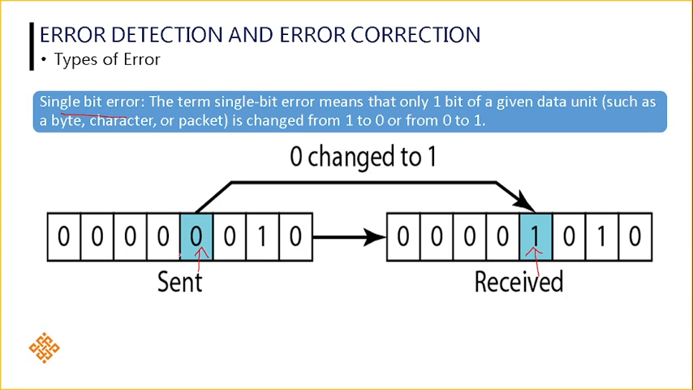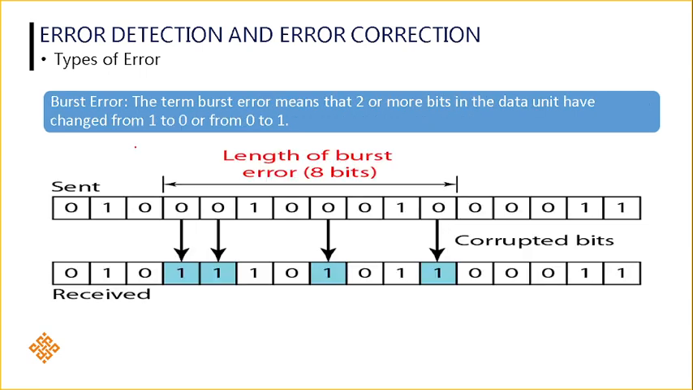Coming to burst error, if there is a change in more than one bit, we call it a burst error. If you see clearly here, the sender has sent some data and the receiver has received some other data. The fourth bit has changed from 0 to 1, the fifth bit has changed from 0 to 1, the eighth bit has changed from 0 to 1, and the 11th bit has changed from 0 to 1. So these are the four corrupted bits.